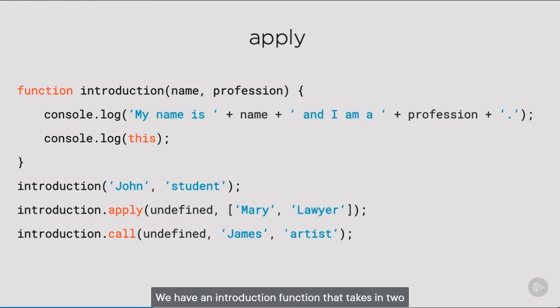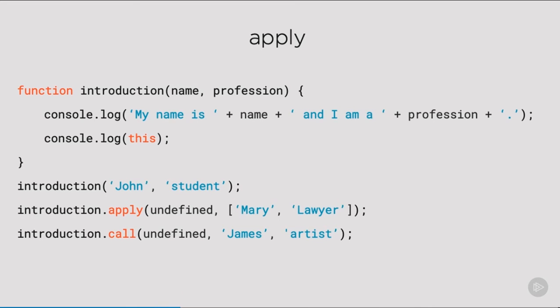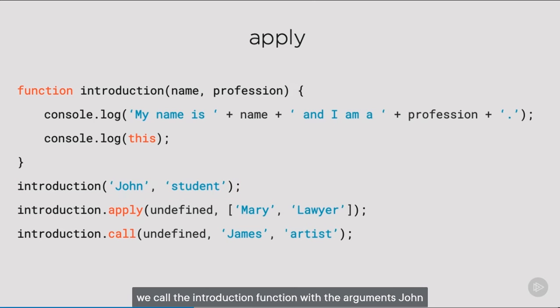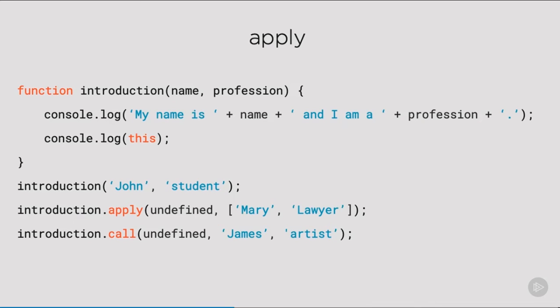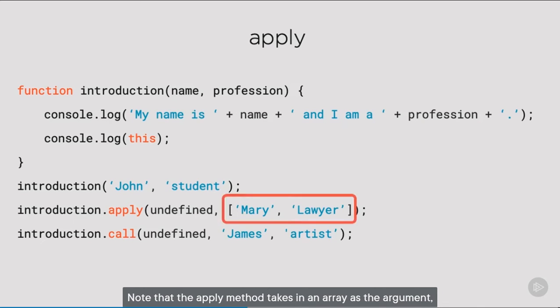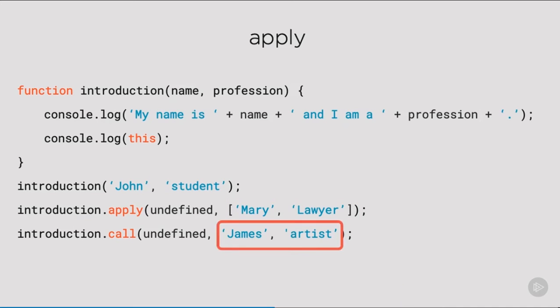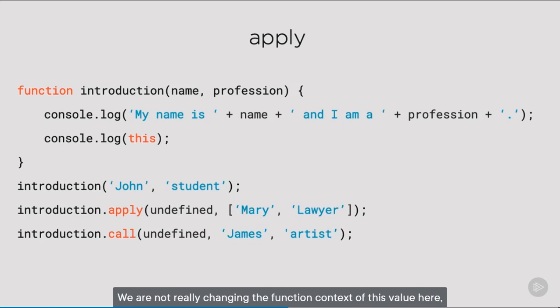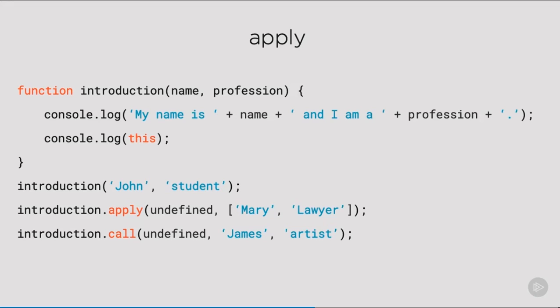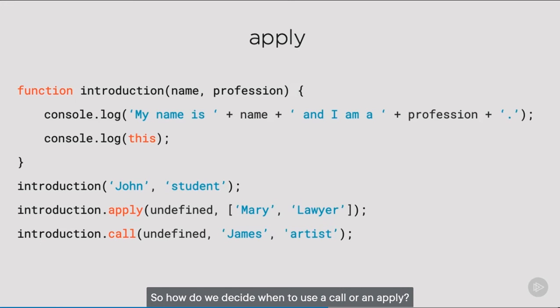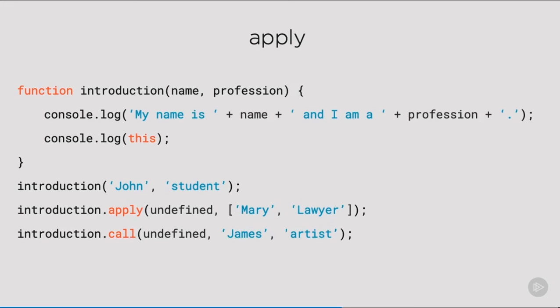We have an introduction function that takes in two parameters and prints out a message. First, we call the introduction function with the arguments John and student. Next, we call the same function once with apply and then with the call method. Note that the apply method takes in an array as the argument, while the call method takes a list of arguments. We are not really changing the function context of this value here, so we just pass undefined as the first argument.